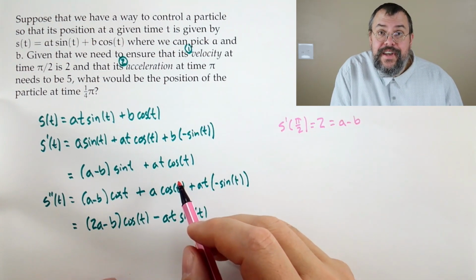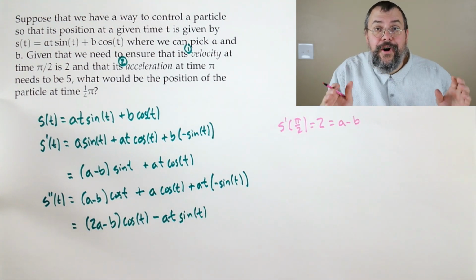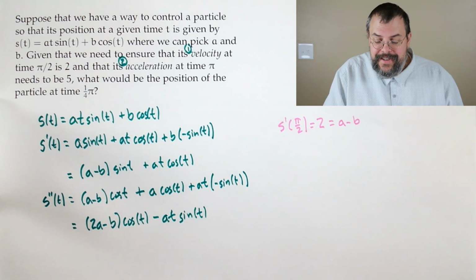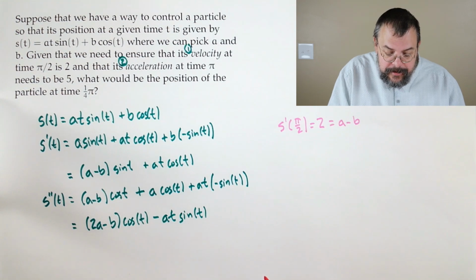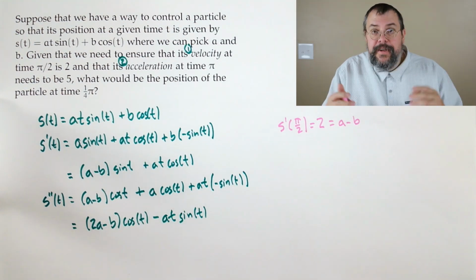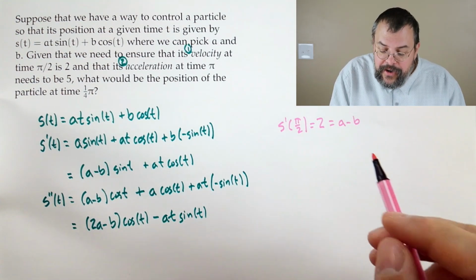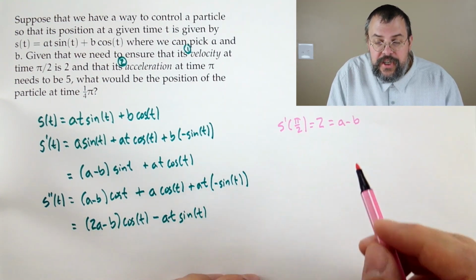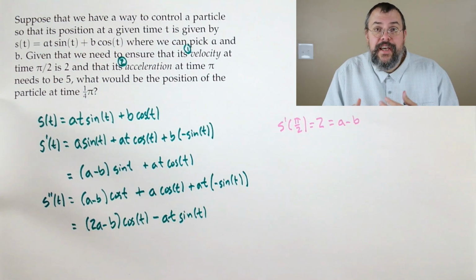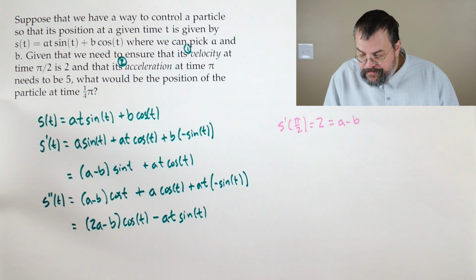Cosine pi halves is 0. It goes away. So that's it, a minus b. Yeah, that's it. So now this is one condition: a minus b has to equal 2.